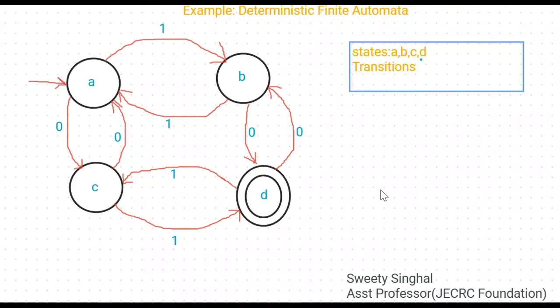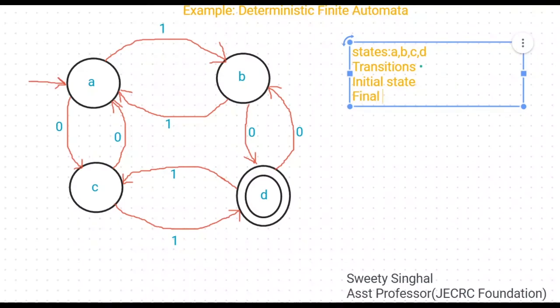And if you look at the state D, there is also something different. There are two circles instead of one. All other states have one circle, but the state D has two circles. So what does it mean? It means D represents our final state. So here the terms initial state and final state are introduced. Okay, so this is all about our deterministic finite automata design.